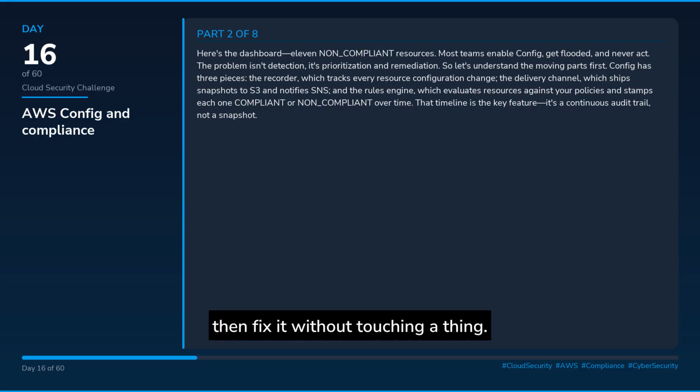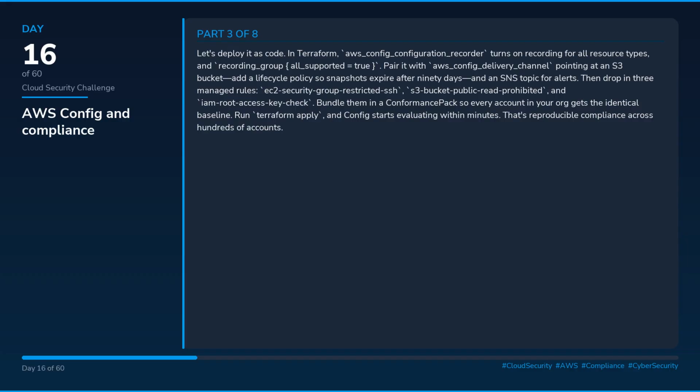Config has three pieces: the recorder, which tracks every resource configuration change, the delivery channel, which ships snapshots to S3 and notifies SNS, and the rules engine, which evaluates resources against your policies and stamps each one compliant or non-compliant over time. That timeline is the key feature. It's a continuous audit trail, not a snapshot. Let's deploy it as code.